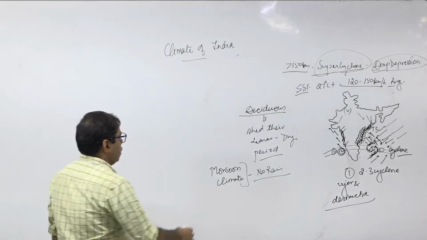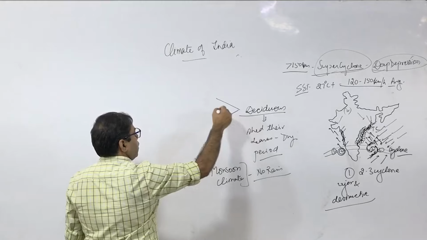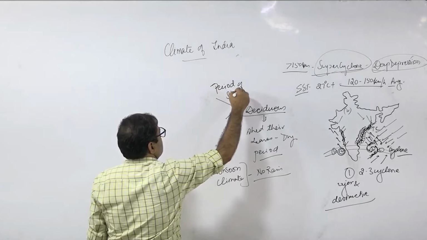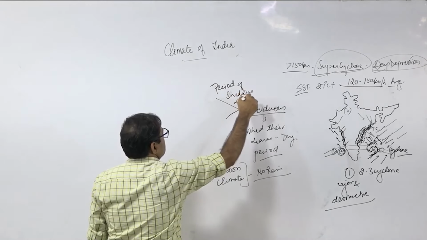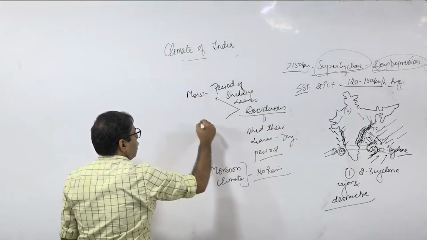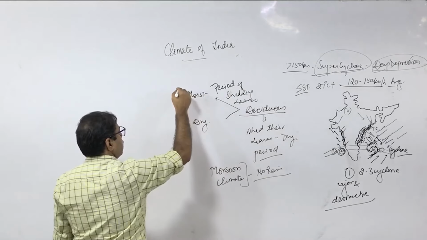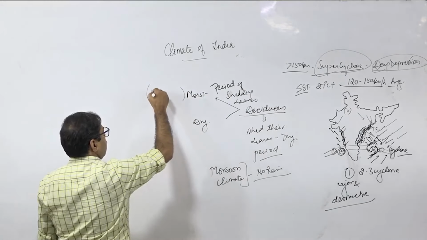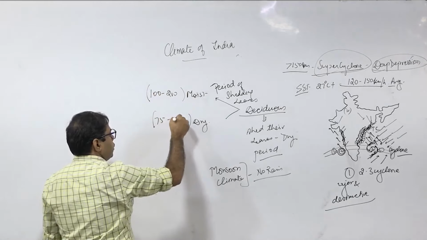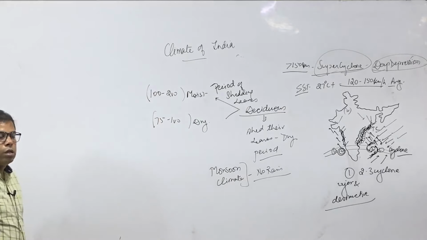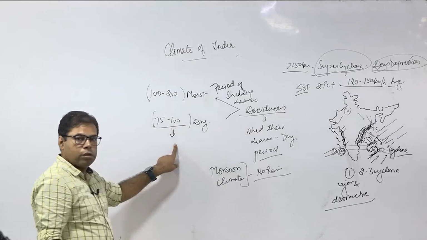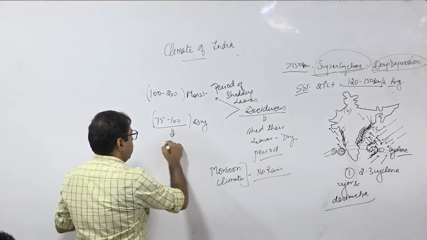So on the basis of the period of shedding leaves, deciduous forest is divided into two. This is called moist deciduous and dry deciduous. Moist deciduous forests are in those areas where the rainfall is 100 to 200 centimeter. Dry deciduous forests are the areas of 75 to 100 centimeter. So in dry deciduous areas rainfall is less, so they will shed the leaves for the longer time, about 30 to 45 days.